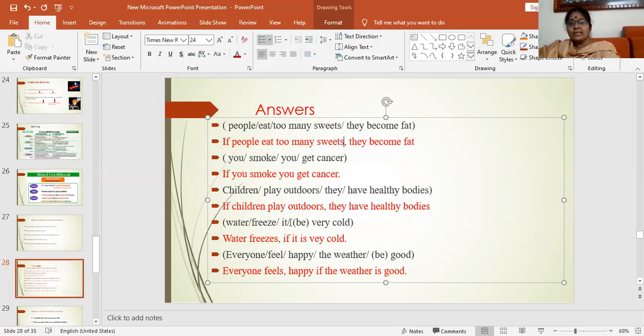Water freezes if it is very cold. So see, water freezes if it, for the be form we have used, is very cold. Something that happens, right? Then look at this. Everyone feels happy if the weather, for the be form I've used, is good, right?